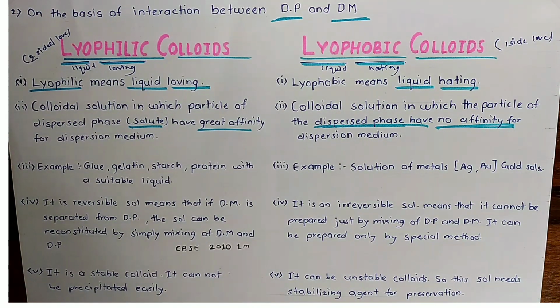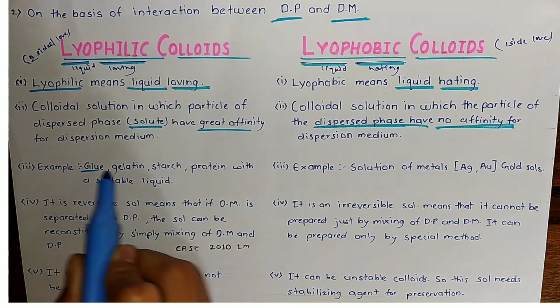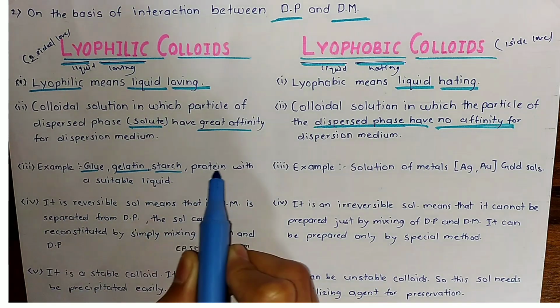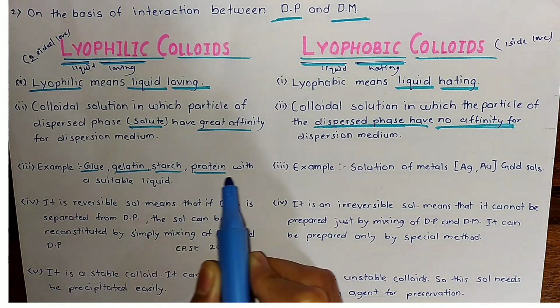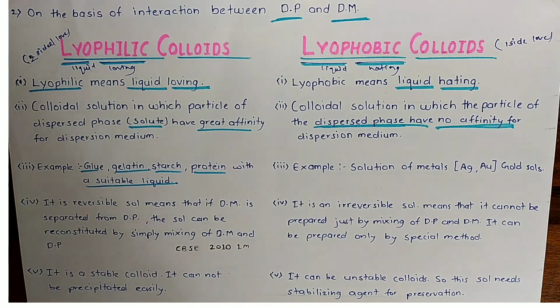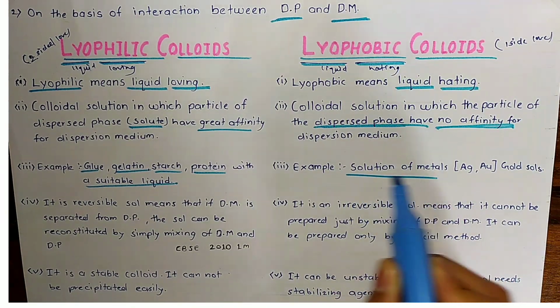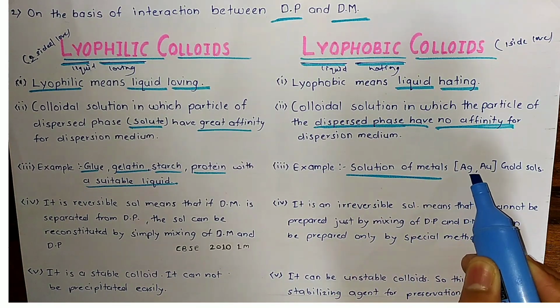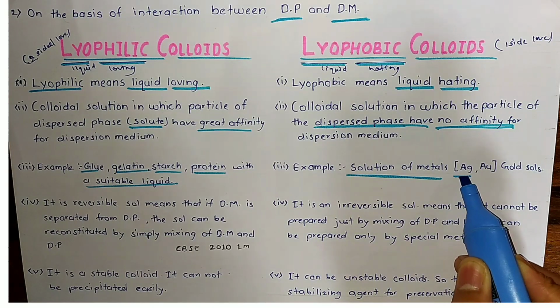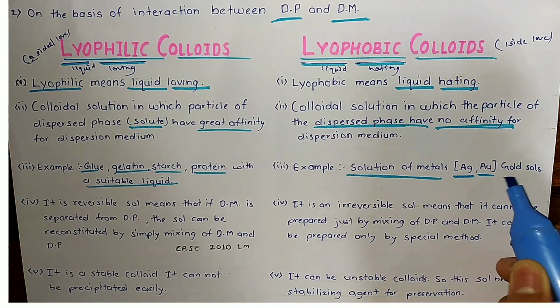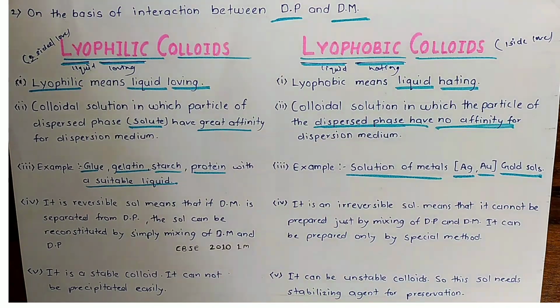Examples of lyophilic colloids are glue, gelatin, starch, and proteins with suitable liquids. And lyophobic colloids have examples such as solutions of metals, for example gold, silver, and gold salts.